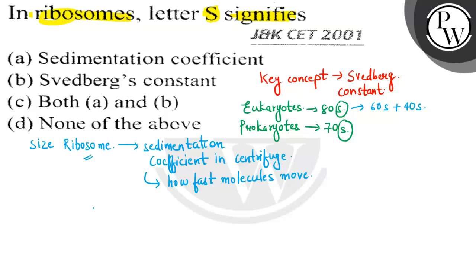Fine. If we talk about Svedberg, what did Svedberg say? Svedberg basically differentiated between these ribosomes. According to the Svedberg constant, we can differentiate ribosomes, we can separate them. And this Svedberg constant is also represented by the letter S. It basically represents how the components will get separated depending on their size and the sedimentation rate.